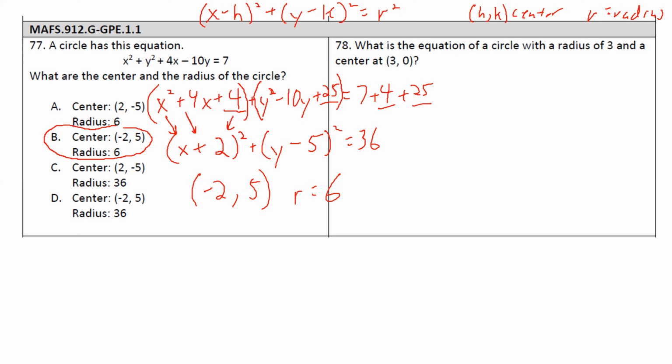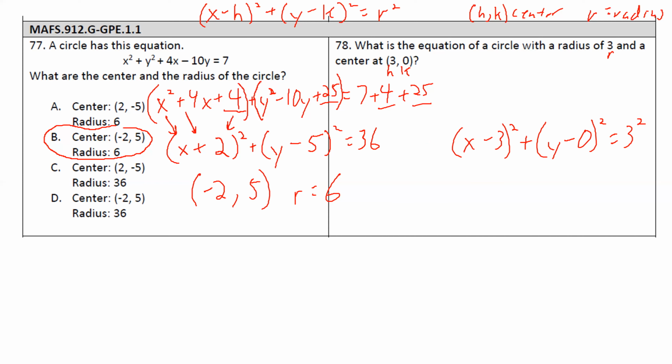They just go straight into plugging into our other format. So 78, this one we're just plugging straight into the equation. So substitute the H and the K out. Again, this is our H, this is our K, and this is our radius. Plug them in. So parenthesis X minus 3 squared plus Y minus 0 squared equals 3 squared.